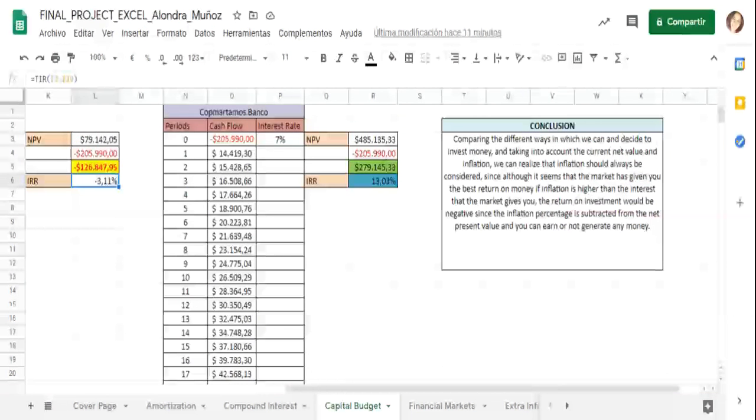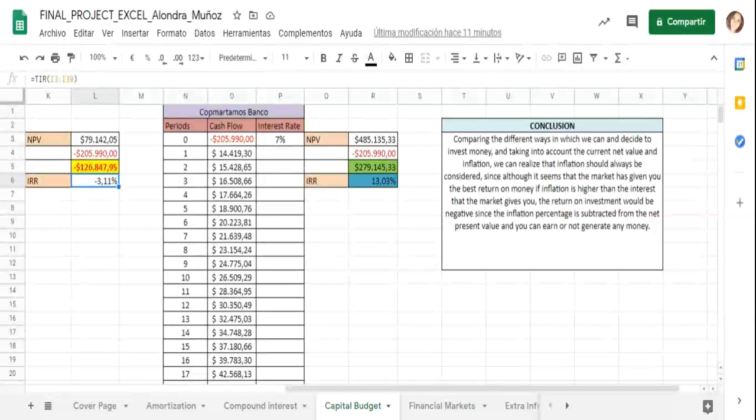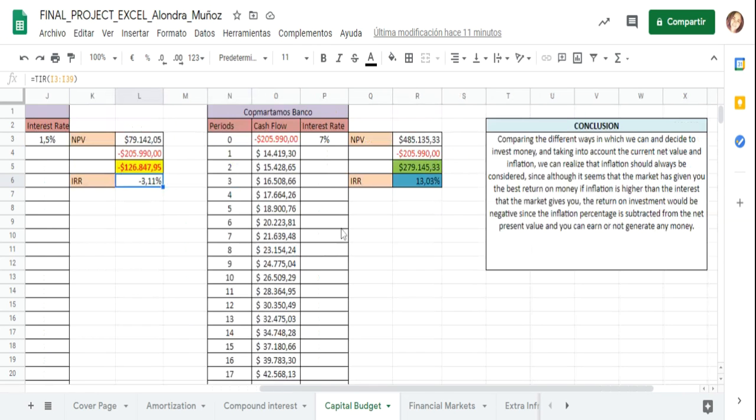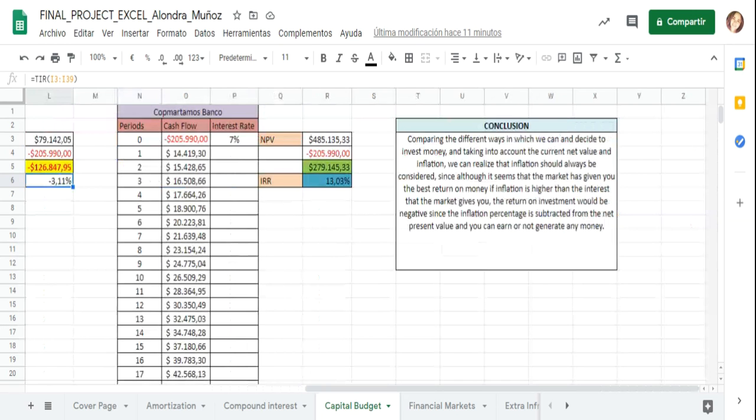I think that comparing the different ways in which we can decide to invest money, taking into account the current net value and inflation, we can realize that inflation should always be considered. Although it seems that the market gives you the best return of money, if inflation is higher than the interest that the market gives you, the return on investment will be negative, as I told you in this part on the bonus. Since the inflation percentage is subtracted from the net present value, you may not generate any money, or your money doesn't increase.